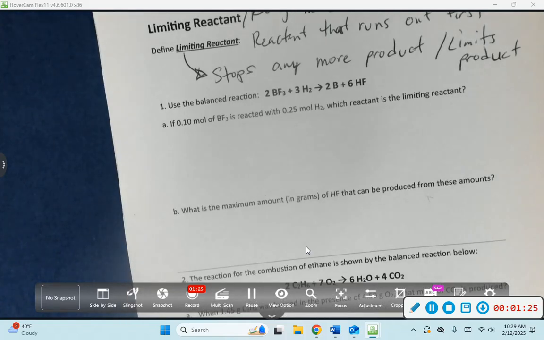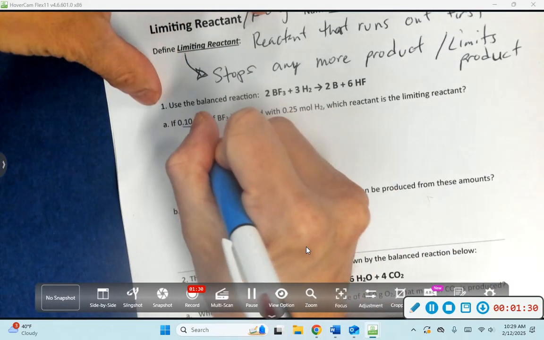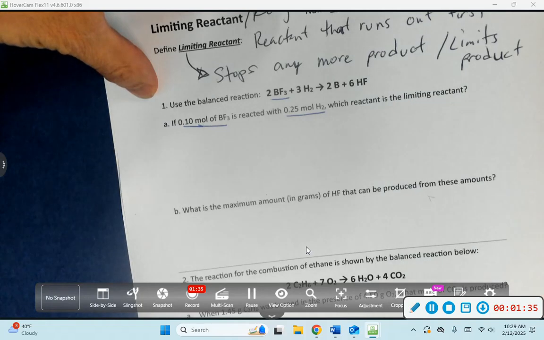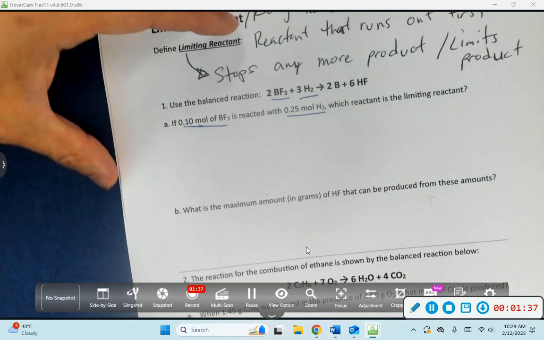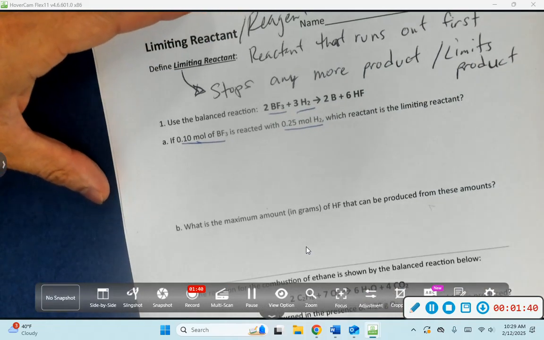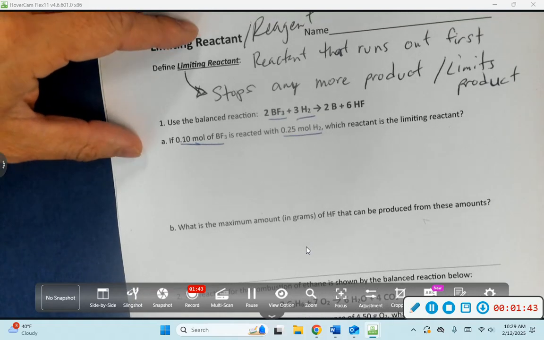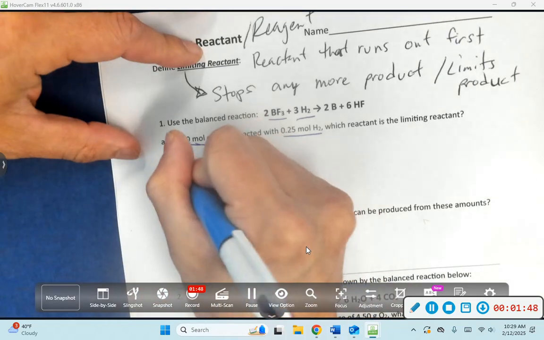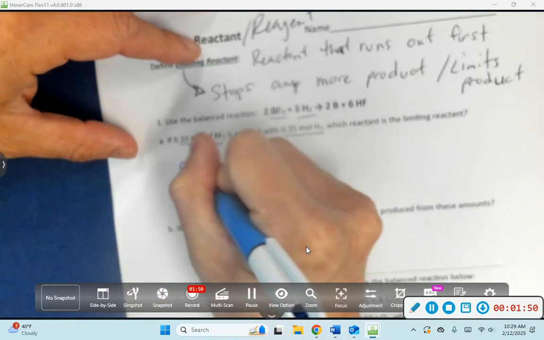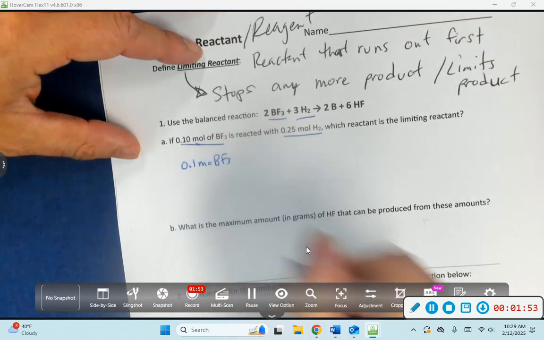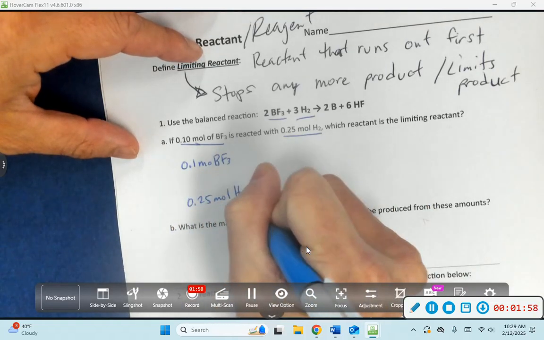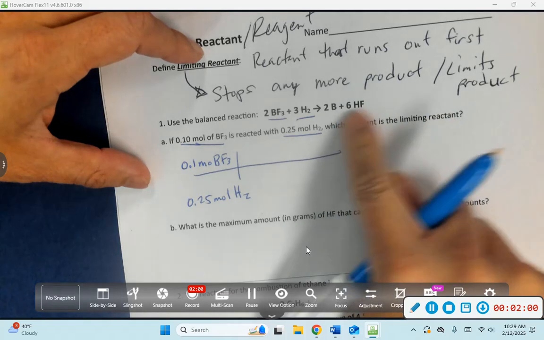So you're always given two ingredients, for example, here you have 10 moles of BF3, you look at this equation, BF3 and 2.25 moles of H2. There are multiple ways of doing this, but I will show you one way. You'll find out in future chemistry classes that there are other ways, but follow this way. So you have to set up two grids, 0.1 mole of BF3 and then 0.25 moles of H2.